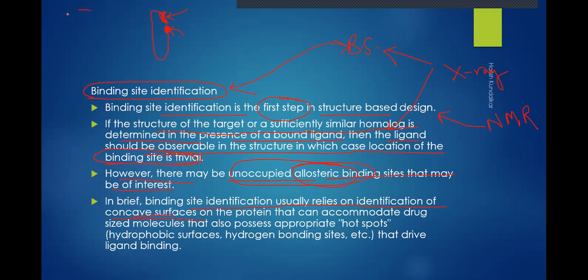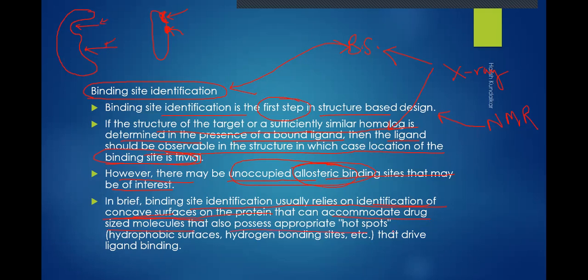For instance, if this is a protein and it has a concave site here, then either this would be a binding site or this would be a binding site. So usually binding site identification is identification of a concave surface on the protein that can accommodate a drug-sized molecule. So if we have a drug, it can be accommodated either here or here, right?